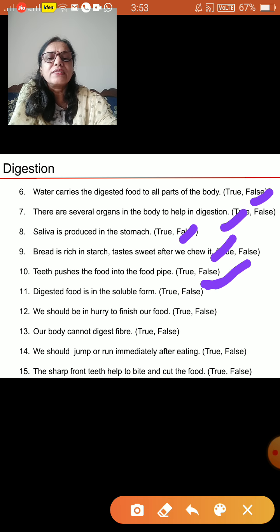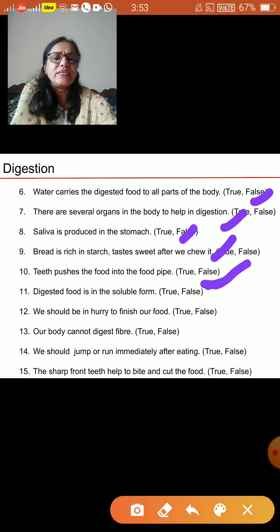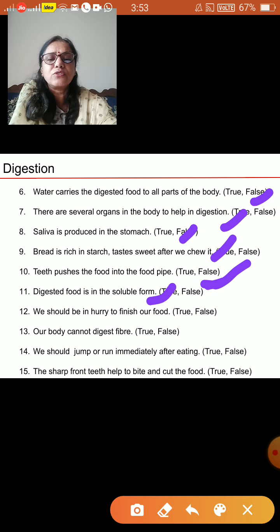Okay. Next one, digested food is in the soluble form. Yes, it is in the soluble form. Only then does it get absorbed into the blood. So digested food is in the soluble form is true. We should be in a hurry to finish our food. Tell me, should you be in a hurry? No, we should not be in a hurry to finish our food.